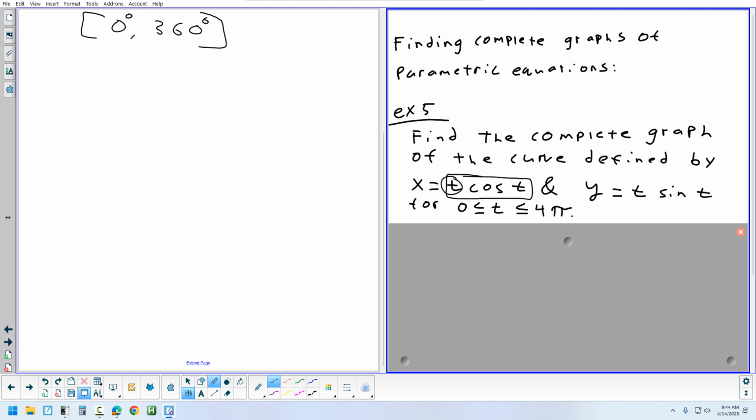Think about cosine t. What's the biggest that cosine can ever get? Just regular cosine. 1. So the biggest that this part can get, that I just underlined in red, is 1. What's the smallest that it can get? No, -1. So this part is always between -1 and 1.